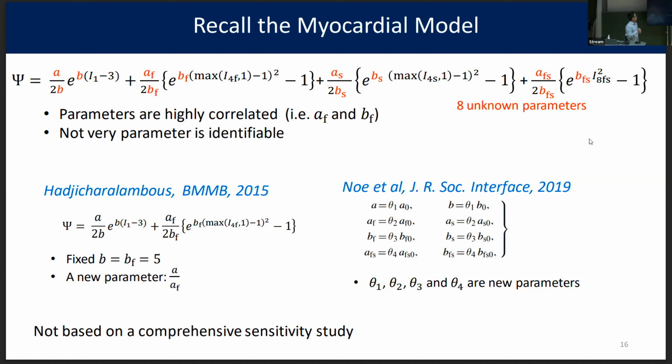And the right one is the one we used before. We reparameterized the 8 parameters into 4, using some ratios, and there's a physical meaning. It's based on our experience, and it's not based on a comprehensive sensitivity study. So what we want to do is carry out a sensitivity study on this model and see what kind of reparameterization approach we can use.